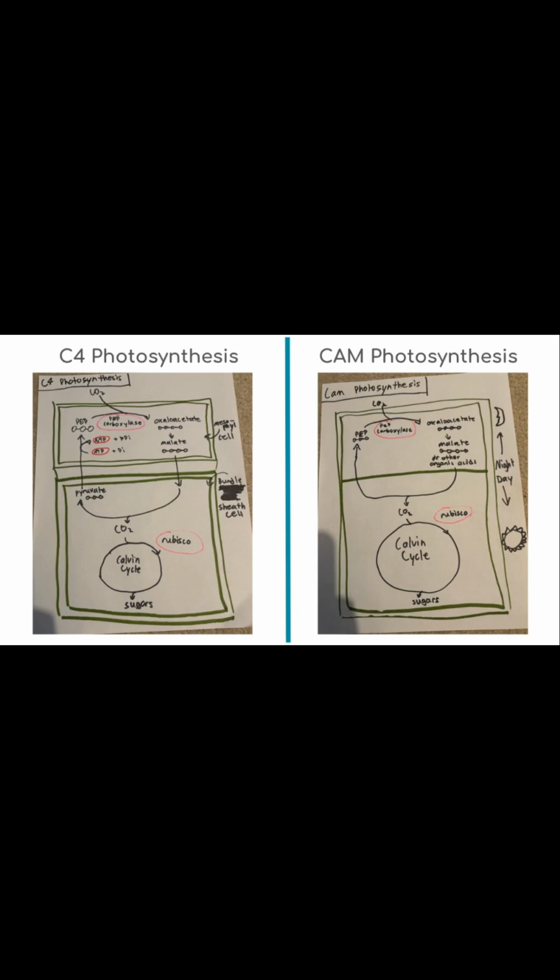And so CAM photosynthesis occurs in a change of time, and C4 is a change of location. And that is how they do it to avoid the dry and arid conditions. Some examples of C4 photosynthesis plants are corn, and some examples of CAM photosynthesis are pineapples.